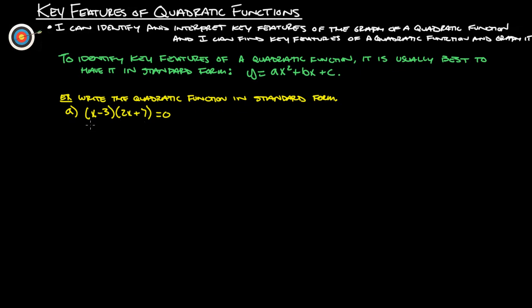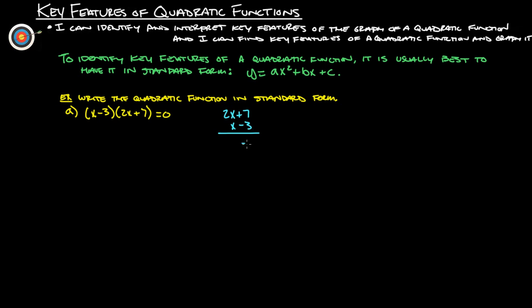To do that, all we want to do is multiply these two things together. You can do the little FOIL or the hawk thing. I like to stack one on top of the other. I'm going to take my 2x plus 7 and stack that on top of the x minus 3, and I'm just going to multiply this thing out.